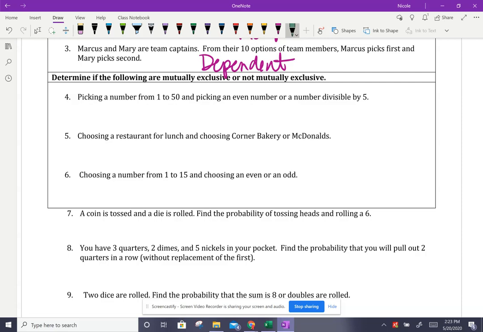If there is something that may overlap, then they are not mutually exclusive. So with these kinds of problems, if you're not 100% sure, I highly suggest making a list of the outcomes and then trying to see if there's any overlap there.